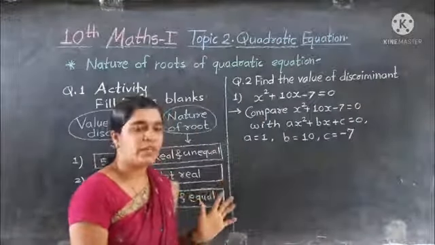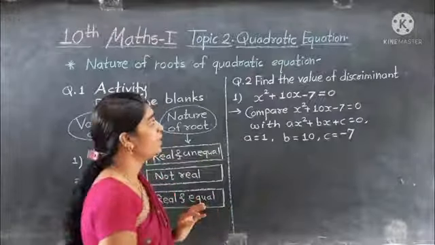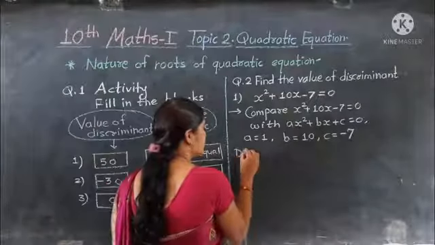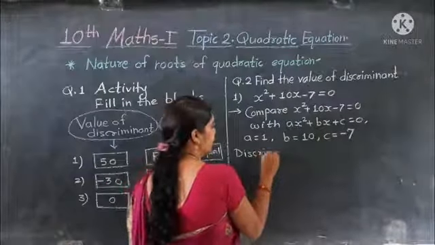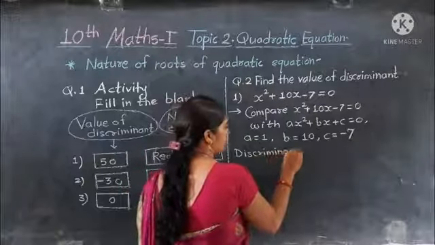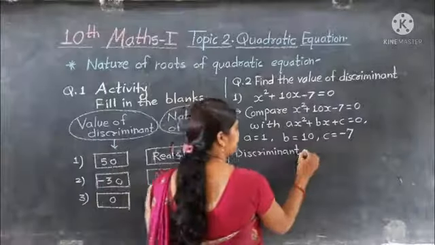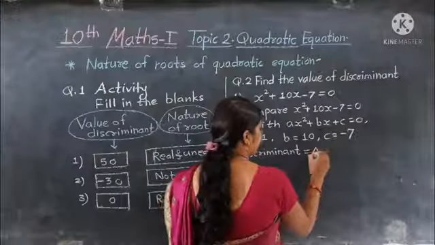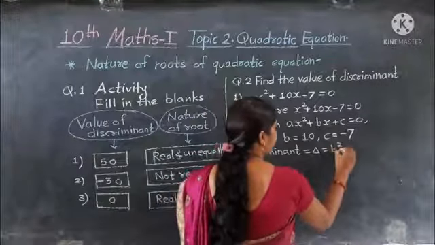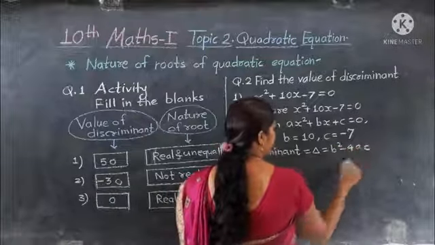Okay, we get the values of a, b, c. Now we find the discriminant. So what is the discriminant? We have to find the value of the discriminant, that is delta.